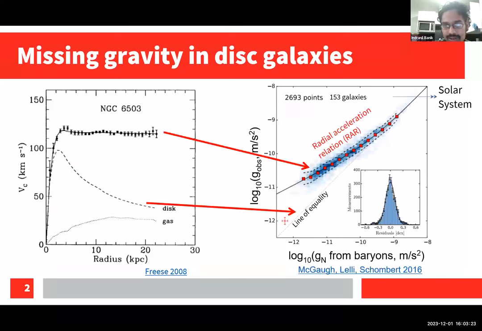is the so-called radial acceleration relation, or RAR, diagram, where on the y-axis you plot the gravity, in other words, v squared over r, and on the x-axis you plot the Newtonian gravity, or equivalently the v Newton squared over r. And of course, the data points are a long way above the line of equality. What's interesting is that if you plotted many other galaxies on the same axes, you get them all to line up on a very narrow track. So different galaxies probe different parts of this relation, but there seems to be one underlying radial acceleration relation.